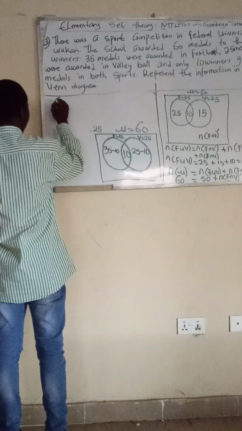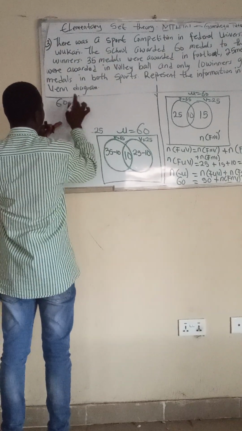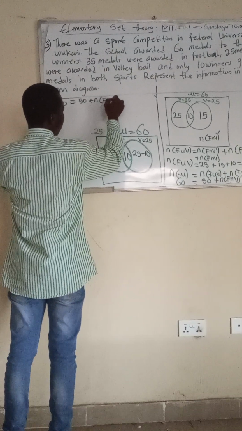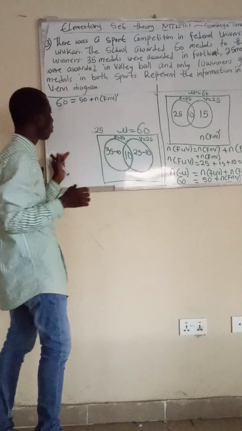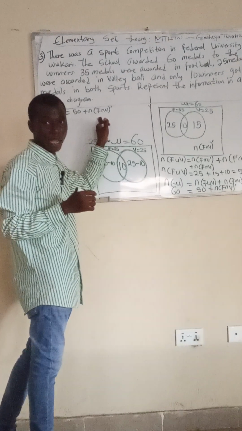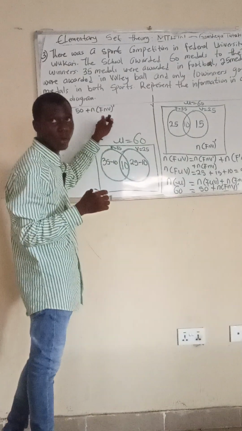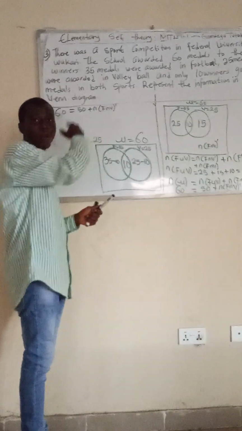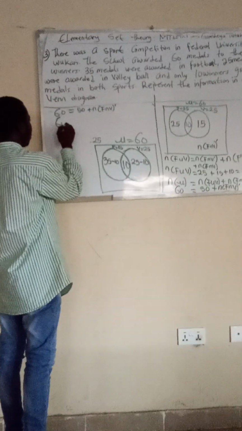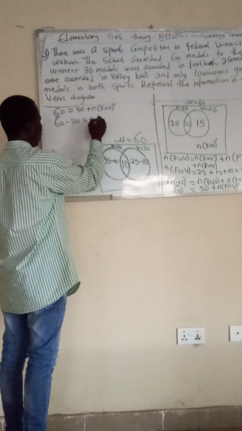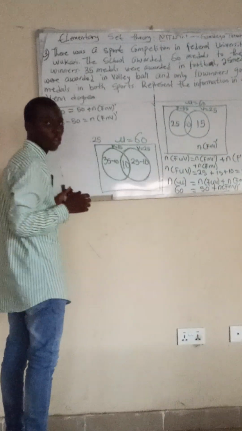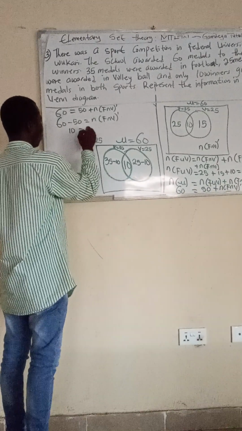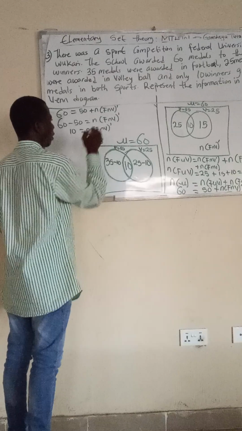So I'm having my 60. Let me rewrite it. My 60 is equal to your 50 plus N of F intersection V complement. Remember, I don't know what this is. So let me quickly look for it. How do I look for it? I'm going to be looking for this by taking this 50 over to the other side. So I'm going to be having my 60 minus 50 is going to be equal to your N of F intersection V complement. So 60 minus 50 will give me what? 60 minus 50 is 10.